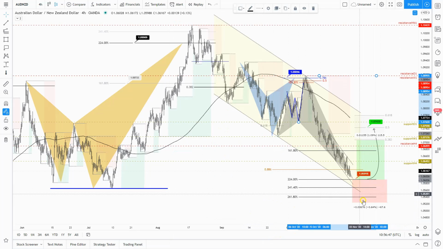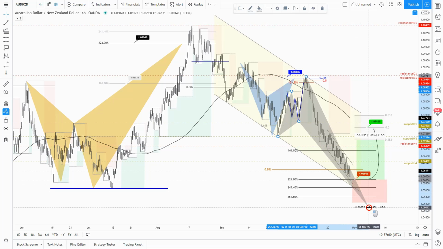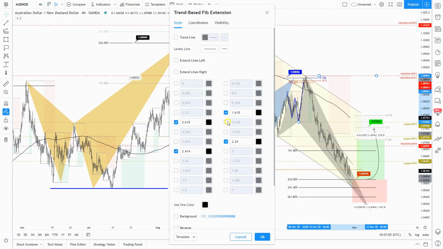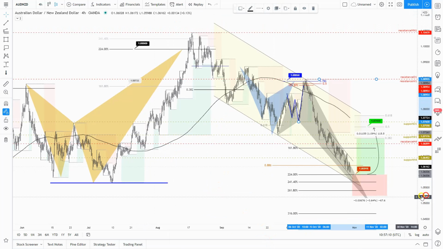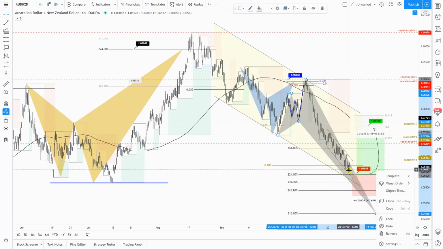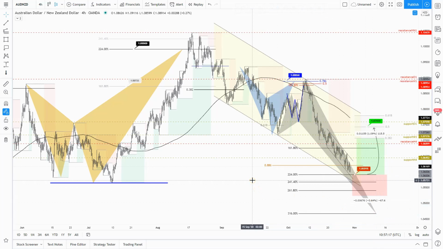It's not the first time. Actually, the 316 is also a level. Not that I backtest that Fibonacci a lot, but I saw the price extending to the 316. Let me try to show you that. Right there. It's not the first time that we'll see a huge extension to the 316 Fibonacci level and then a bounce.